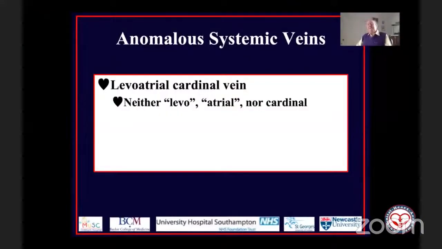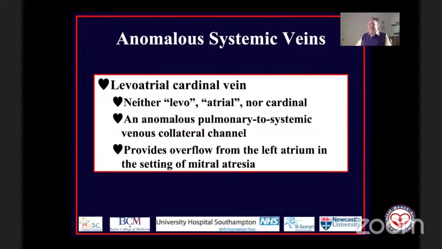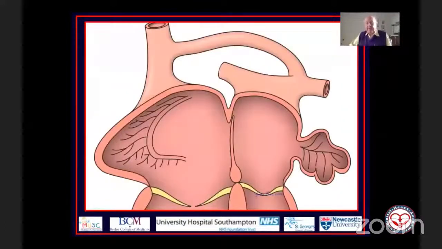So now, to complete our assessment of the anomalies of the systemic veins, we must return to this strange entity that we call the levoatrial cardinal vein. In reality, it's neither levo, atrial, nor cardinal, but that's what we call it. So what is it? In fact, it is an anomalous pulmonary to systemic venous collateral channel, and it connects the normally connected pulmonary veins into one of the systemic venous tributaries. And typically we see it in the setting of mitral atresia or severe obstruction of the left atrium.